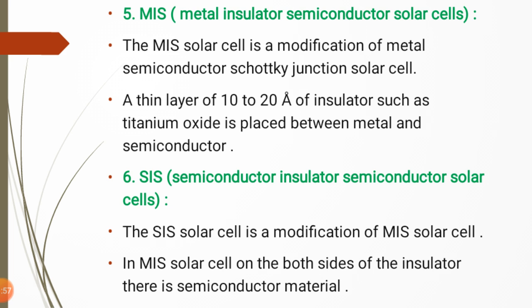Next one is the SIS, that is the semiconductor insulator semiconductor solar cell. The SIS solar cell is a modification of the MIS solar cell. In a metal insulator semiconductor solar cell, the insulator is sandwiched between a metal and a semiconductor, but in the SIS solar cell the insulator is sandwiched between two semiconductor materials. So the only difference is that in an SIS solar cell, on both sides of the insulator there is a semiconductor material.